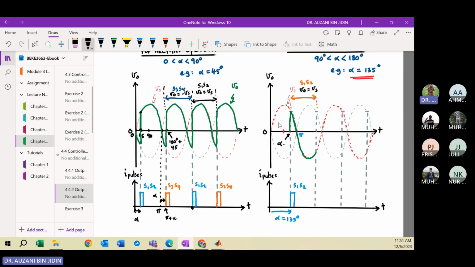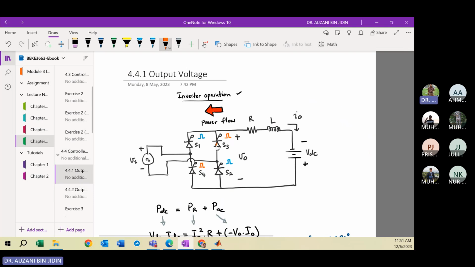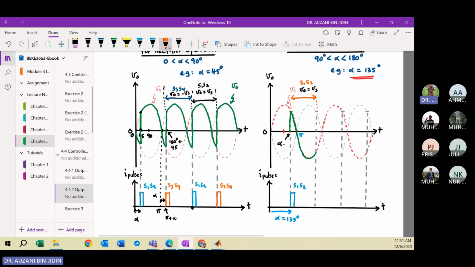Okay, now for the next half cycle, you need to inject the current pulse to turn on S3 and S4. Here. For the next half cycle, from pi to 2pi. So here, you design the current pulse at this point. Nampak? Same current pulse to be injected to the gate terminal of S3 and S4.